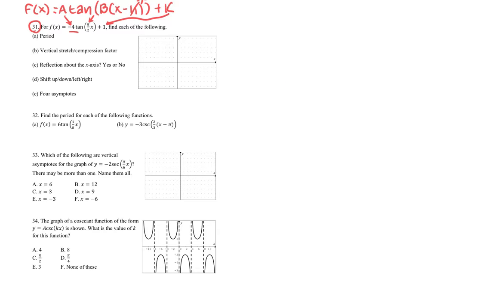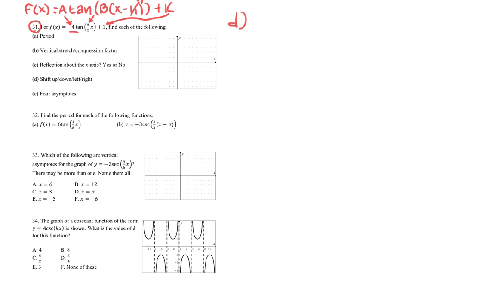Okay, so for part C, it's asking if we have a reflection about the x-axis, yes or no. Since we have a negative in front of our tangent, that's going to tell us that we're reflected about the x-axis. So for C, we would say yes.